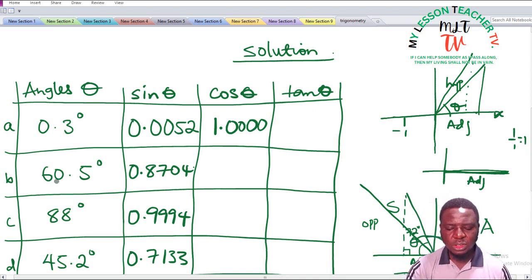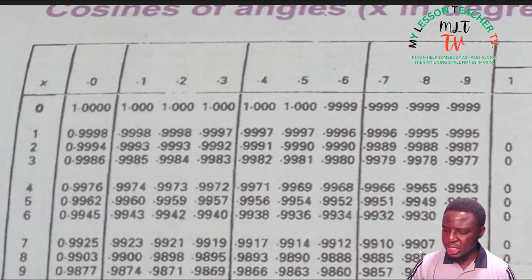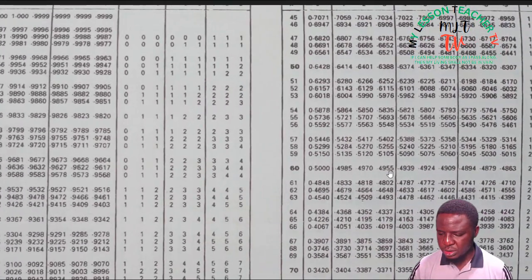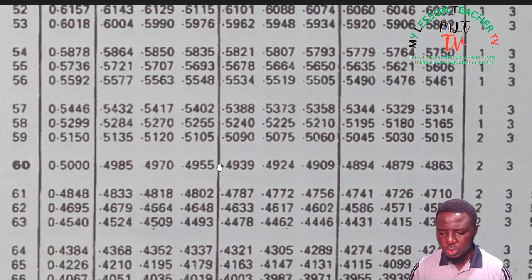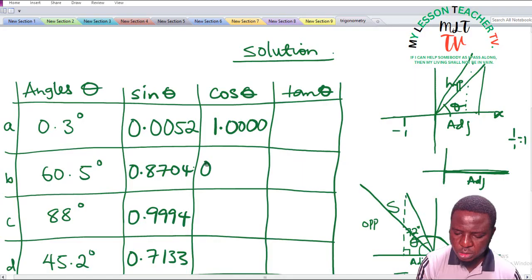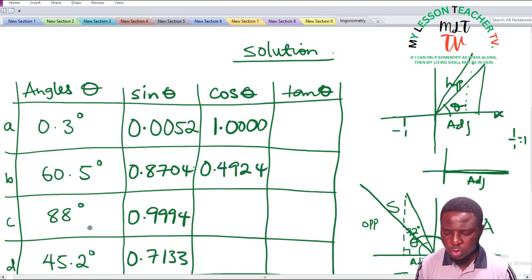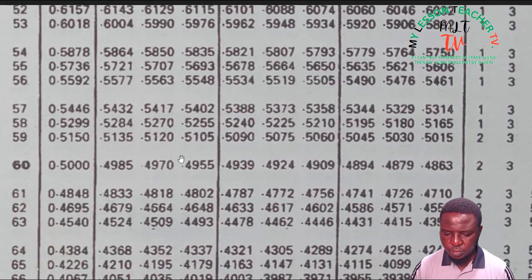So next is cos 60.5. Cos 60 is still within the range of acute angle. So go to your cos table and check out cos 60.5. So for cos 60.5, this is 60, and under 0.5 we have 0.4924. We shall also look for cos 88 using your cos table.